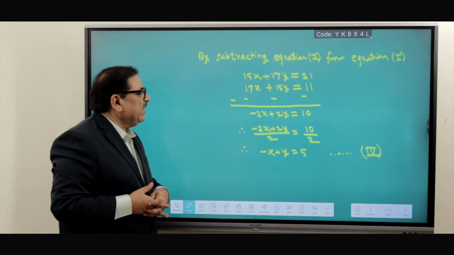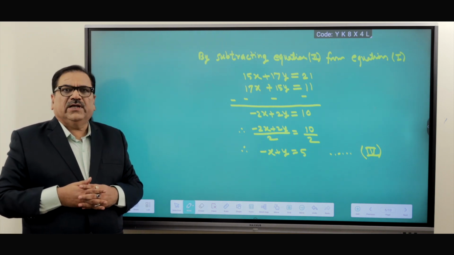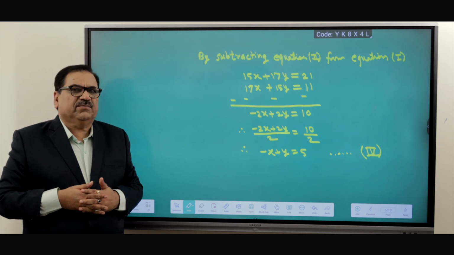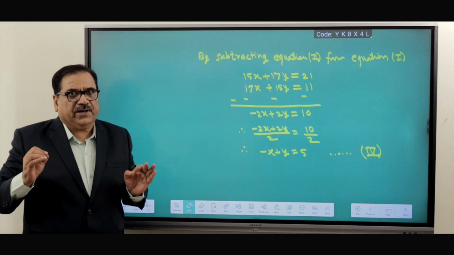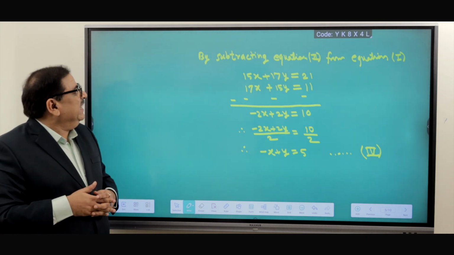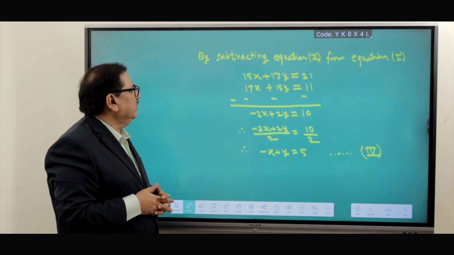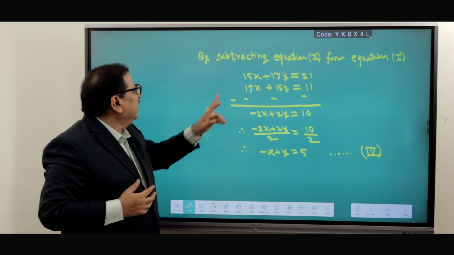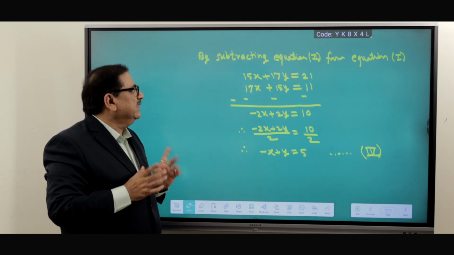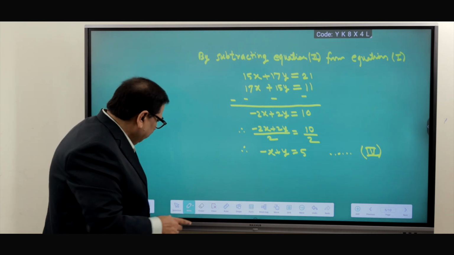Next, by subtracting. Remember the word: sometimes someone says subtract. Subtract is not a false word, but it is an old-fashioned word. The original word is subtract. By subtracting equation 2 from equation 1, we get 15x plus 17y is equal to 21. This is the first equation. 17x plus 15y is equal to 11 is the second equation. Now we have to make the second equation minus.